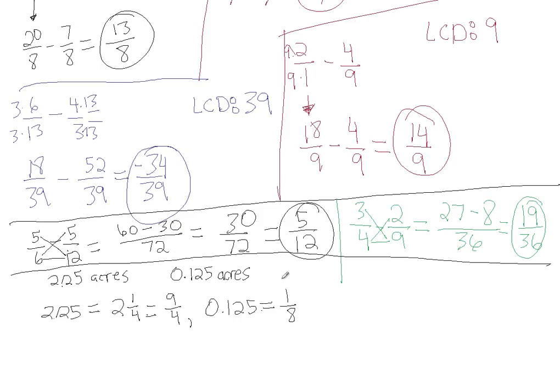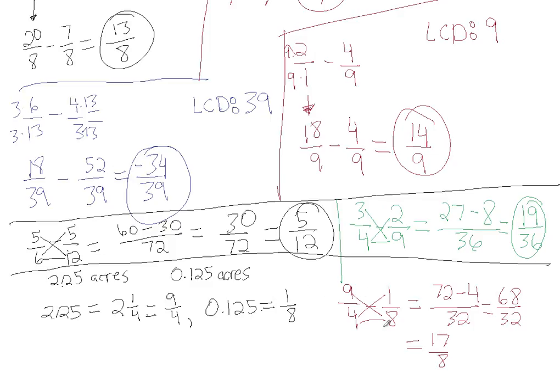Okay. So what we want to do is subtract 9/4 and 1/8. Well, let's use our cross product here. We're going to say 9 times 8 is our first term of 72, minus 4 times 1, which is 4, divided by 4 times 8, which is 32. 32 is our denominator, and 68 is our numerator. And this simplifies into 17/8 when you divide both by 4.